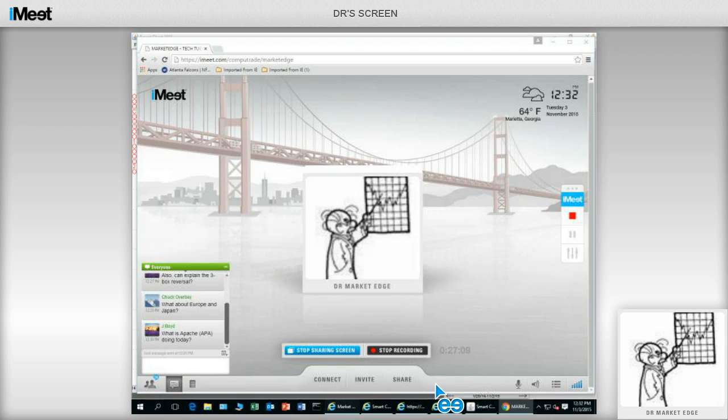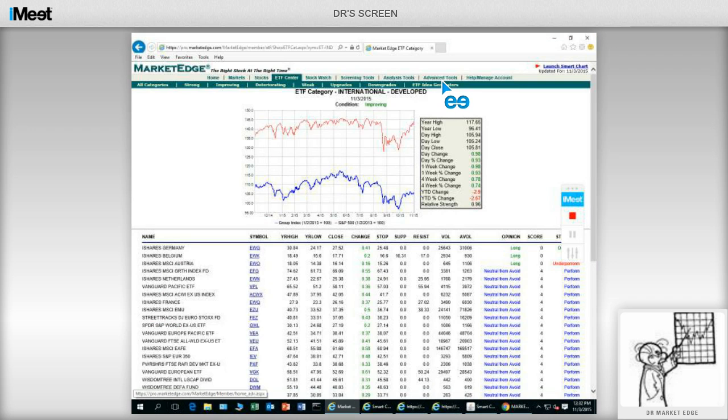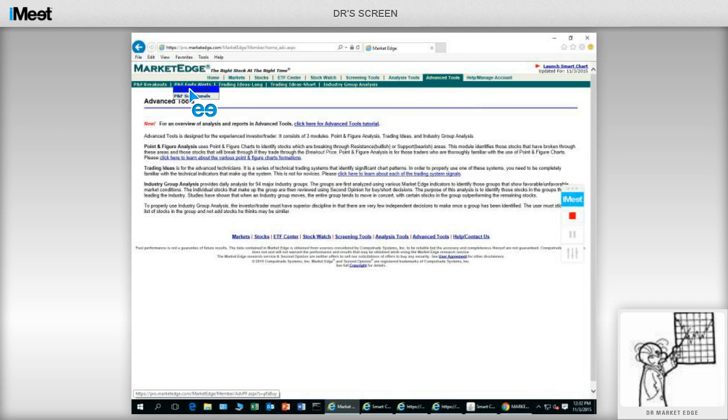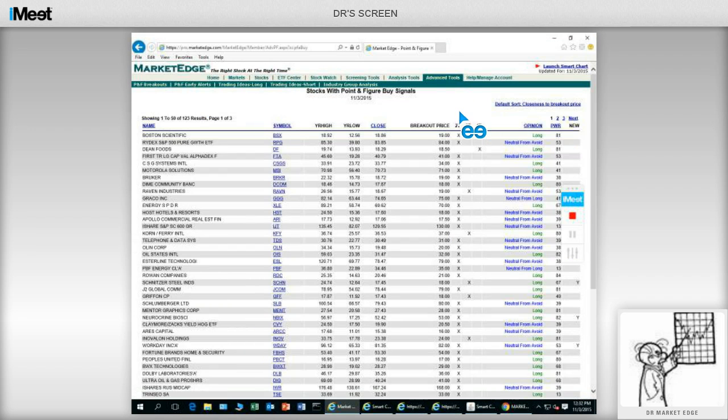If you go into the market edge point and figure ideas under advanced tools, again, this is a wealth of ideas for traders looking for something that has a short-term pop. And again, you also want to see what sectors and industries are also getting ready to break out and give buy signals. I've gone way over.